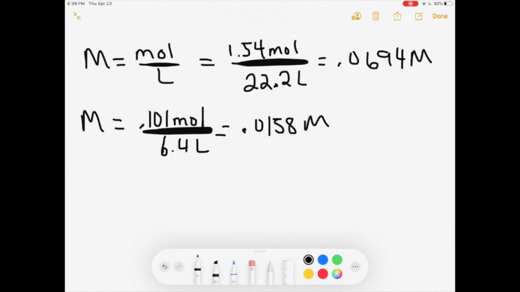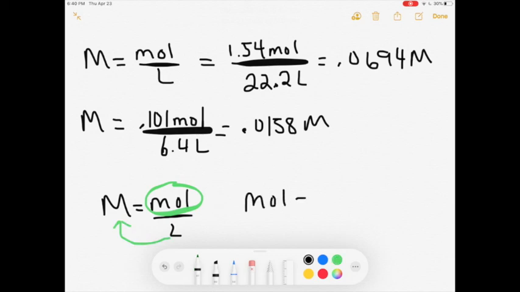Okay, number 9 is a little bit different. It says how many moles of sodium chloride are contained in each solution. Well, it's going to give us the molarity, and it's going to give us the volume. So we can rearrange this. If we want to solve for moles, we need it to be by itself. So I just have to move liters over here, right? So we're going to get moles is equal to molarity times liters.